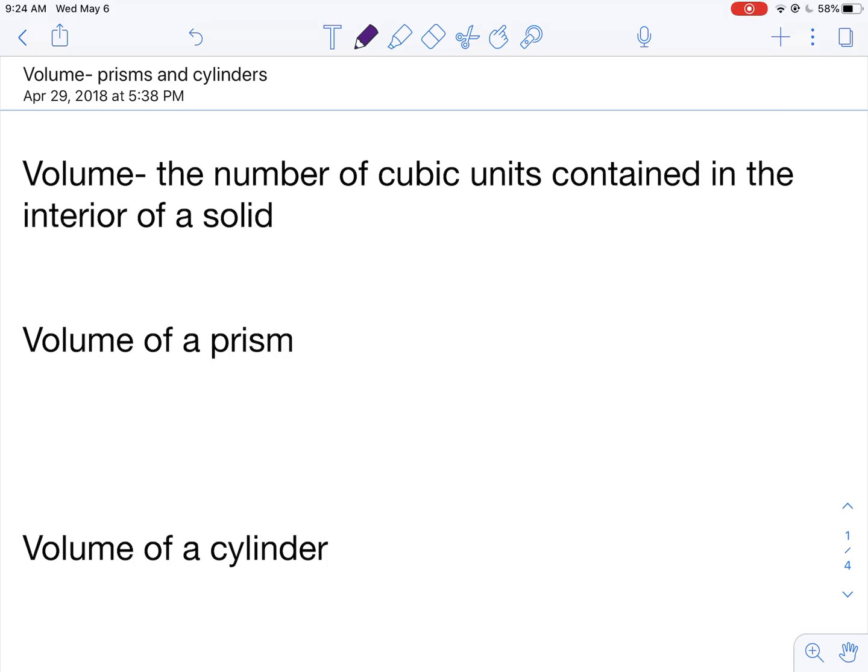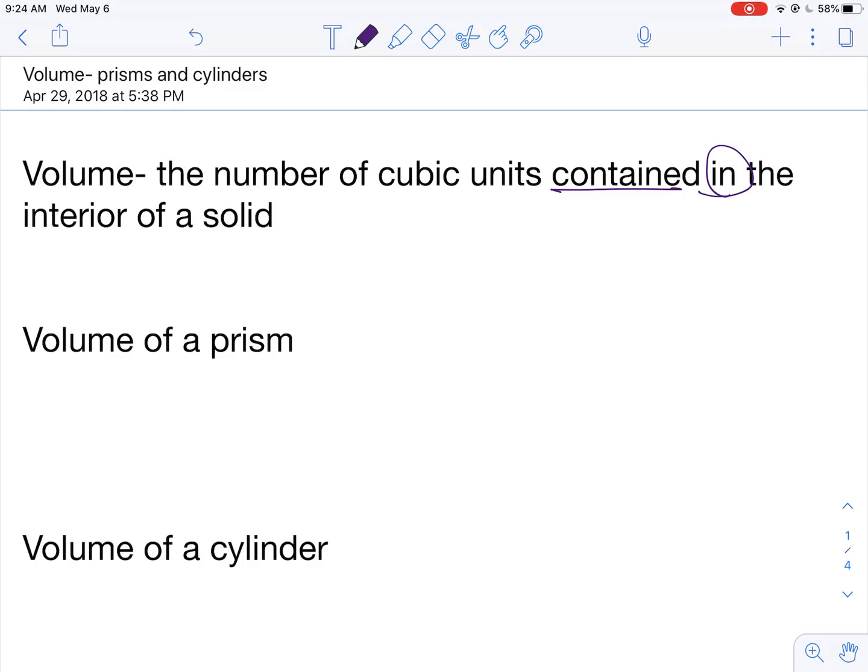So volume is the number of cubic units contained inside the interior of a solid, aka how much does the three-dimensional figure hold? Whether that be in liquids or grains of sand, whatever, how much does it hold? How much space does it take up?